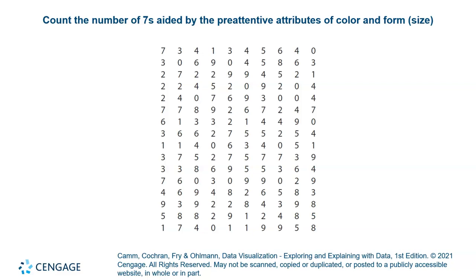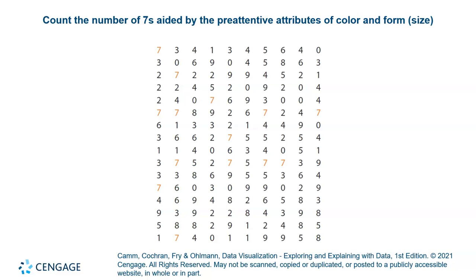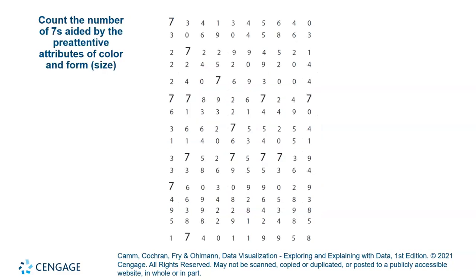So let's see. The first one is color, right? Color and forms. In this one, we change the color. Now 7 was not visualized here, but when we change the color, 7 is more visualized. Now here we have changed the length. 7 is more visualized. We changed the length of the 7.